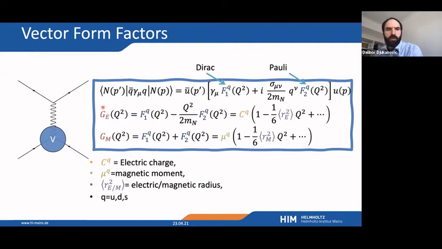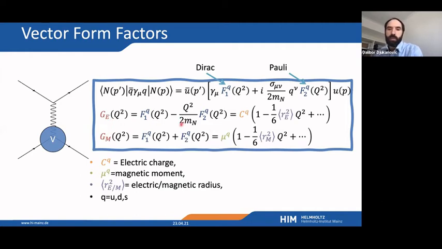The other nucleon matrix element that we look at is the scattering of an electron on a nucleon via the exchange of a photon. And this is basically the vector current that we look at here. And the vector current, the nucleon matrix element of this, can be parameterized using these two structure functions. One is the Dirac and one is the Pauli form factor, but usually we look at different linear combinations, which are the Sachs form factors, GE and GM.